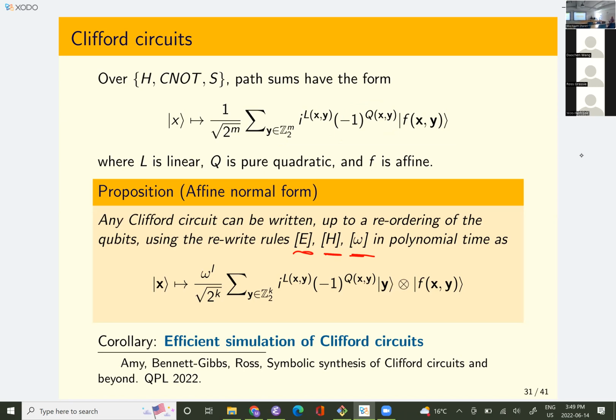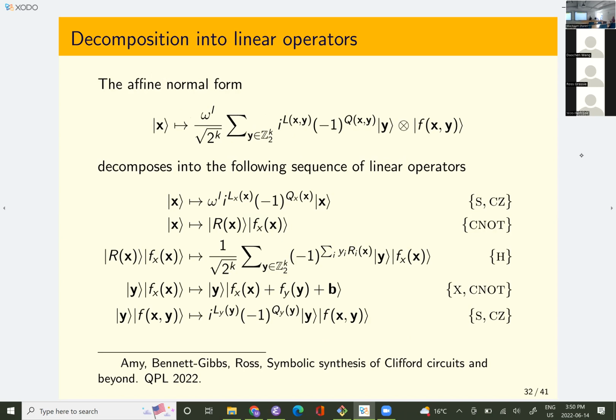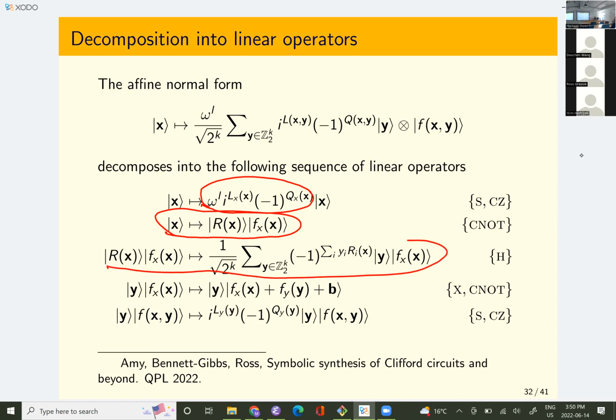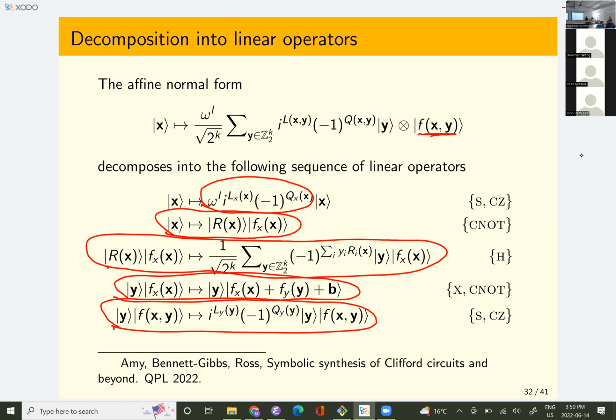So as a corollary, you immediately get the fact that you can simulate Clifford circuits efficiently. But the cool thing is, when we write a Clifford operator in this normal form, it immediately decomposes into a sequence of 5 operators. One applying all the phases dependent on the input x. One applying a linear reversible function to prepare this Rx, and this Rx is just the cross terms of this quadratic function Q. And then one applying the layer of Hadamard gates, another applying this affine reversible function to prepare the output function, this x1. And then finally, phase computation to apply the phases depending on y.